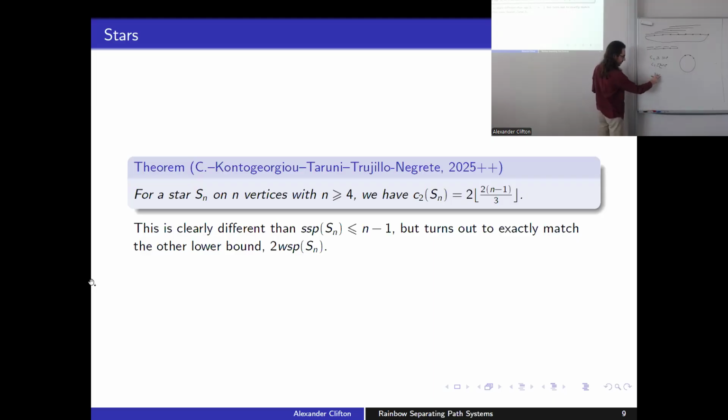So how do I separate these 2 from each other? What I can do is I can use this blue one that only covers that, and I can use this red one that only covers that.